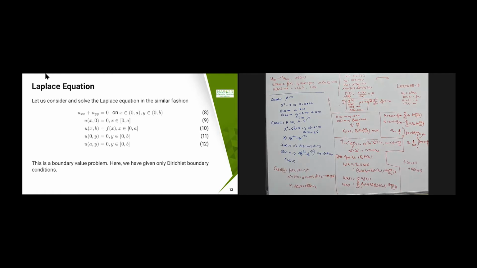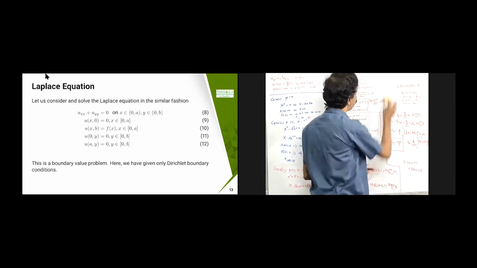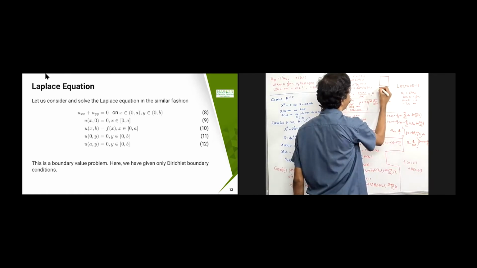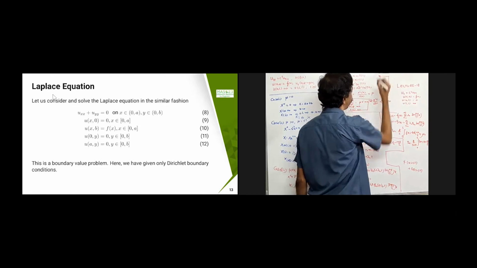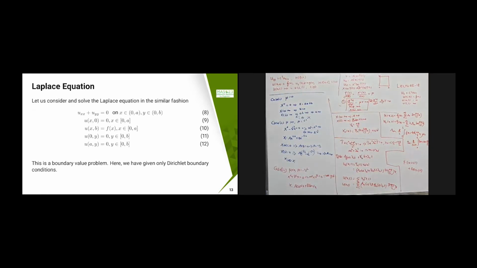Now if we go for the Laplace equation, let me explain what we are going to do. In this case, I'm going to take a square domain. Let's take 0 comma a, and then I have 0 comma b. This is the rectangle I'm having. In this rectangle, I'm going to describe the conditions. Let us write that equation and then I will explain.